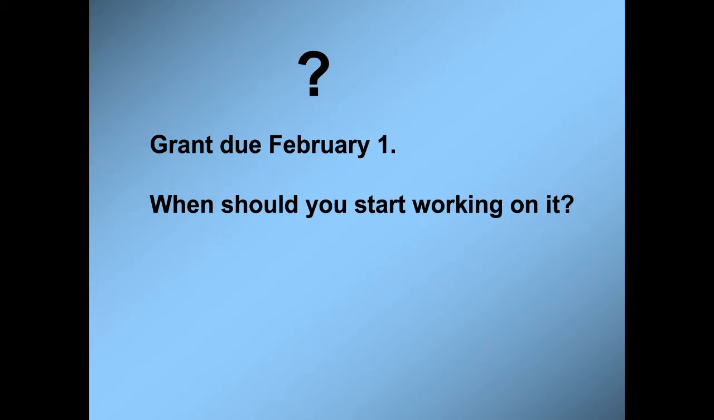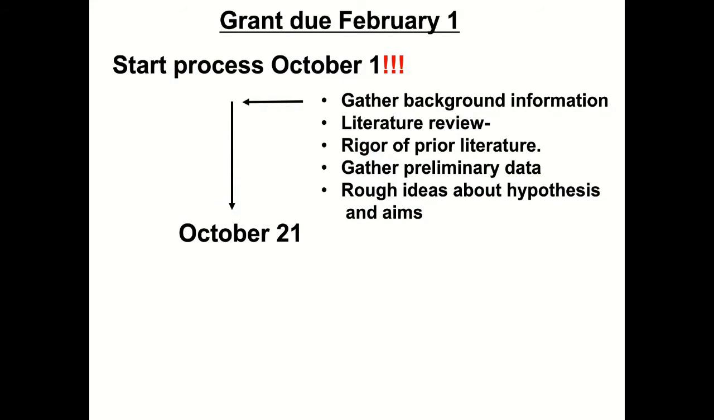Okay, so here's a good question for you. Your grant is due February 1. When should you start working on it? Well, since this is virtual and I can't see anybody, I can't ask anybody for the answer, so I'll give you the answer right off the bat. It's October 1. Yes, it's a long way off, but as you'll see in a minute, there's a lot of things that take place between the day that we start writing the grant, October 1, and the day that it's due, February 1. So how do you start the process?